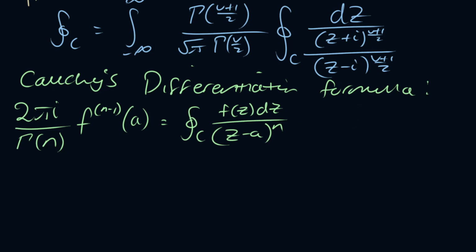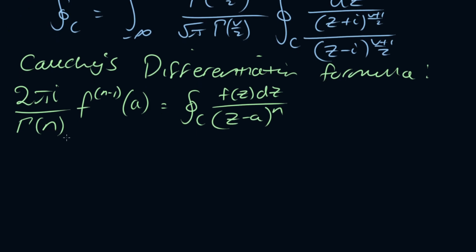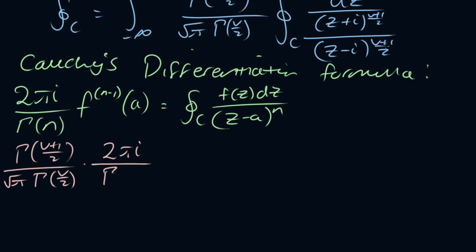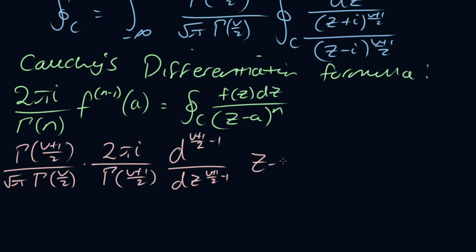So we can use this differentiation formula and we get gamma of nu plus 1 over 2 over root pi gamma of nu over 2 times 2 pi i over gamma, and because the power is nu plus 1 over 2, you get nu plus 1 over 2 times the (nu plus 1 over 2 minus 1)th derivative with respect to z of z plus i, because this is the pole of z here, to the minus (nu plus 1 over 2). This is evaluated at z equals i.